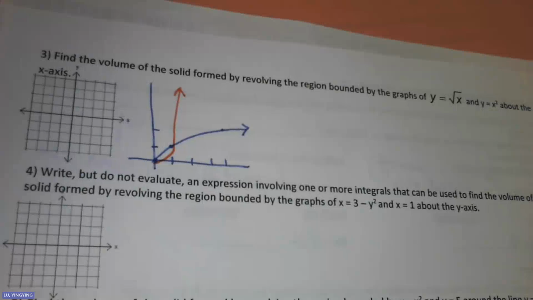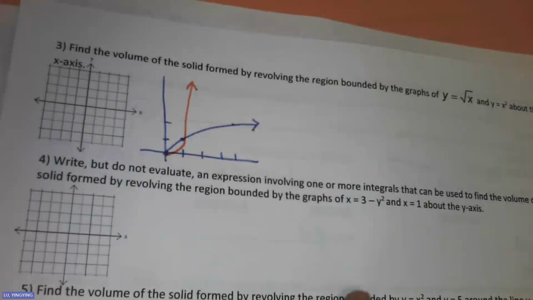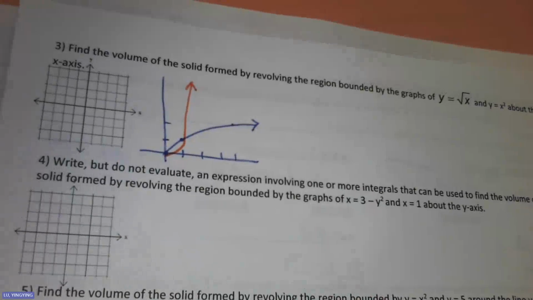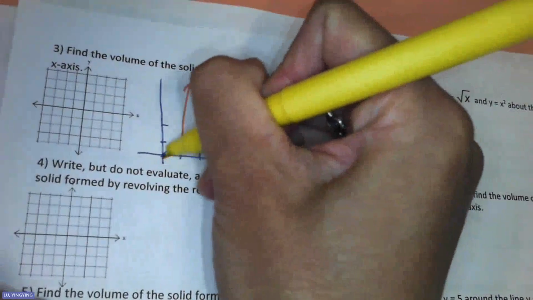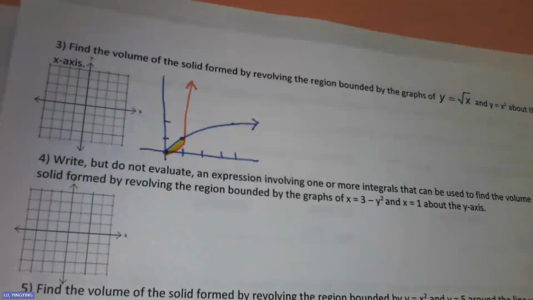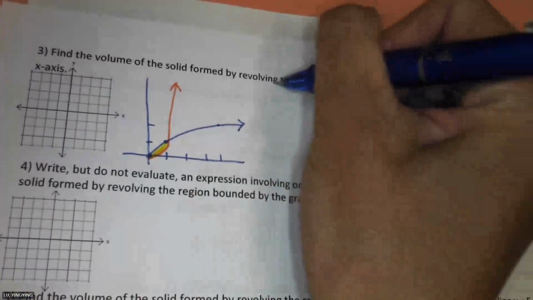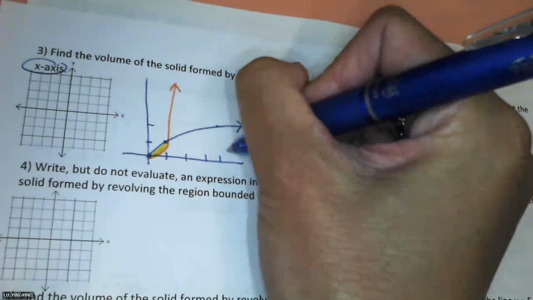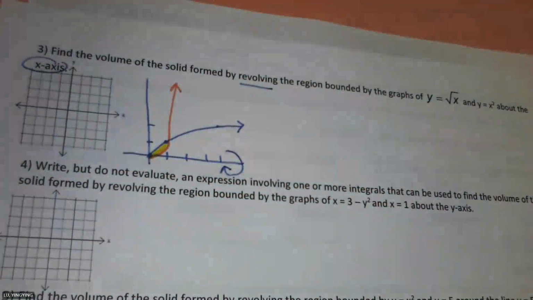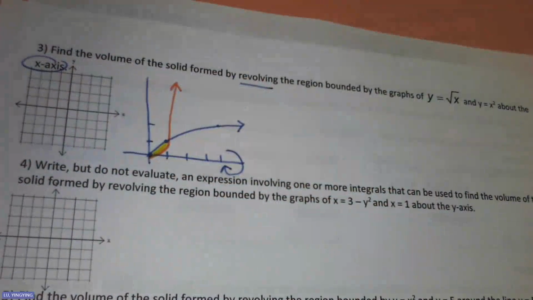So this solid is bounded by square root of x and x squared, and we're going to revolve this about the x-axis. First of all, I'm going to show the region we want. That's the region bounded by those two curves. How are we going to revolve this? It says revolve about the x-axis, that way. So first of all, what does this mean? Spin, vertical or horizontal? Vertical. Yeah, that's the number one thing you need to understand. This is a vertical revolution.